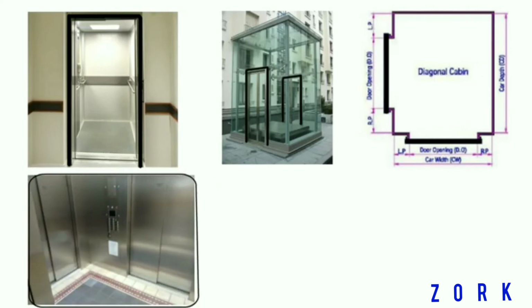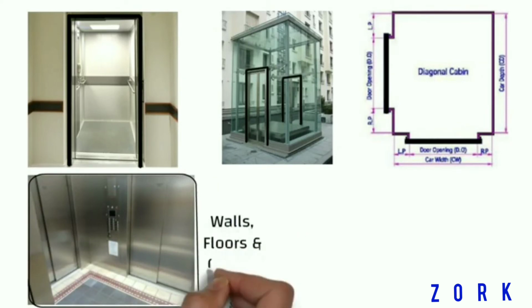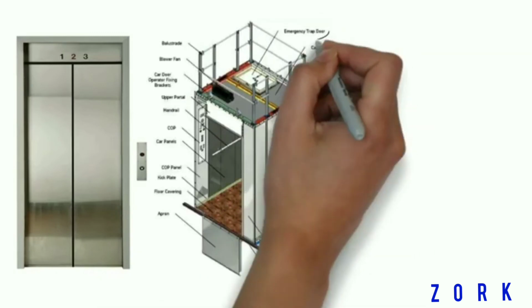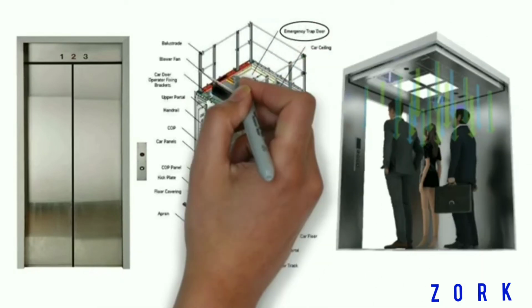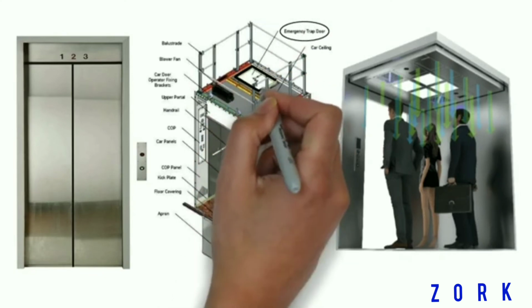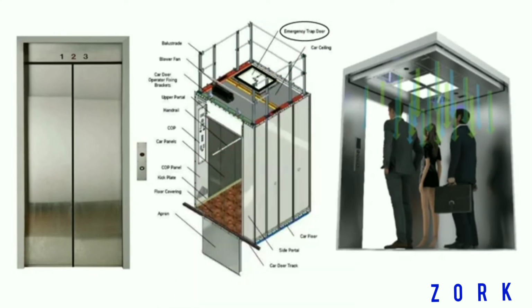Elevator cabins shall be completely enclosed by walls, floors, and ceiling. The only permissible openings are the car door, emergency trapdoor, and ventilation apertures. You can see in this picture, emergency trapdoor is placed on top of the elevator car.